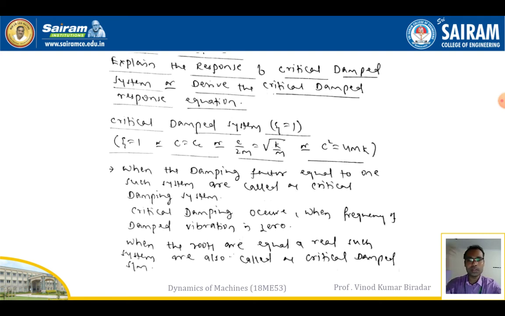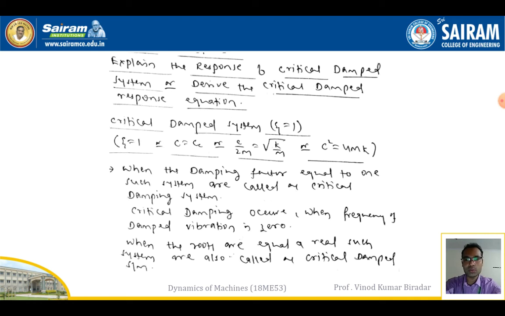For any spring mass damper system, if you solve for the damping factor and the final answer is 1, the whole system is called a critical damped system. While solving problems we are going to understand this. Otherwise, here I have shown the different types of conditions. These conditions they may ask you in competitive examinations.